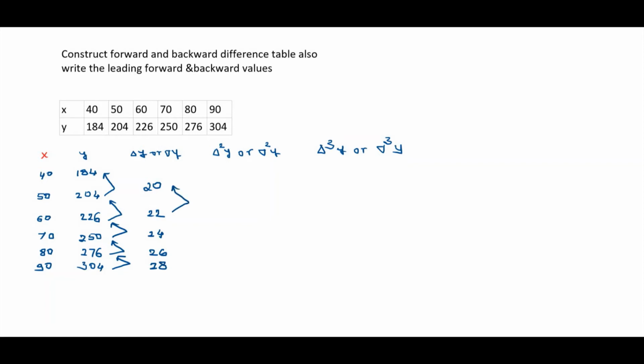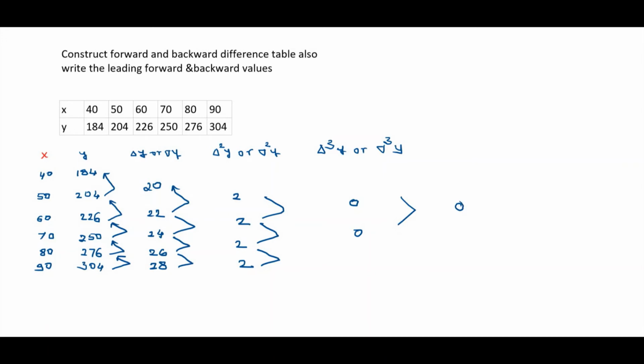22 minus 20, you will get 2. Next, 24 minus 22, you will get 2. 26 minus 24, you will get 2. And 28 minus 26, again you will get 2. Now for the next one, 2 minus 2, you will get 0, and similarly 0 each time. The fourth as well as fifth difference is not necessary because here the fourth backward difference is also 0.